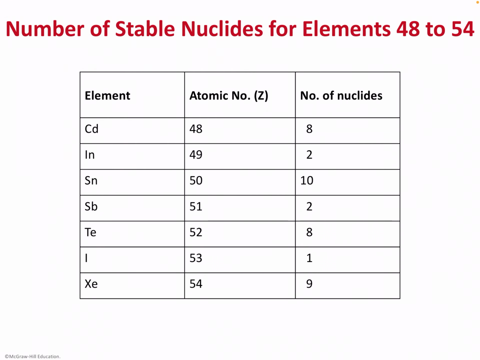The numbers of stable nuclides for elements 48 to 54: you can see here cadmium, atomic number 48, meaning it has 48 protons. So the number of nuclides is 8. Indium 49, odd atomic number, has only 2. See the difference, 8 and 2. Again, 50 has 10, 51 has 2, 52 has 8, 53 has 1, 54 has 9. So you can see the even-numbered protons have more stable nuclides compared to the odd ones.